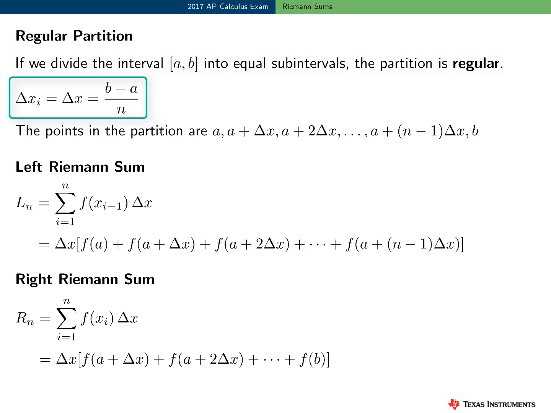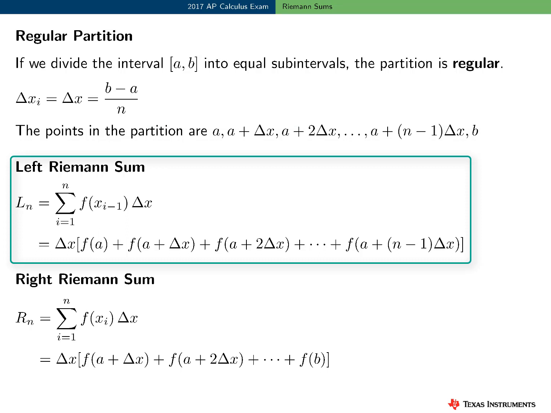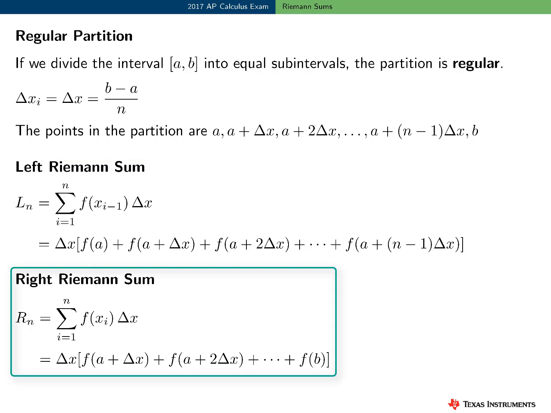If we divide the interval a to b into equal subintervals, then the partition is called regular. In this case, the length of each subinterval is the same. So delta x sub i is constant, and it can be written as just delta x. And this length is equal to b minus a divided by n. And the points in the partition are a plus delta x, a plus 2 delta x, and so forth. So if we have a regular partition, the left Riemann sum is written in this way, and here's the right Riemann sum.